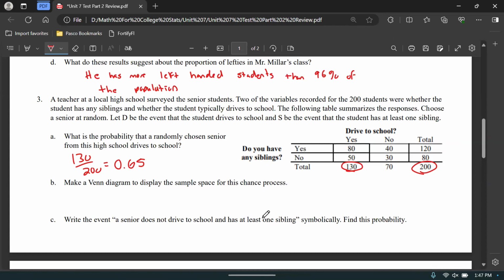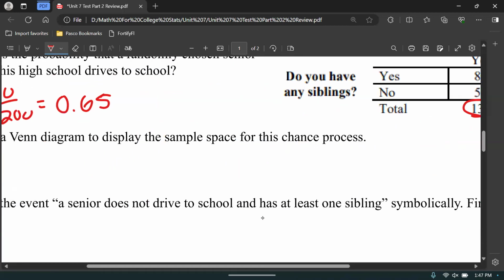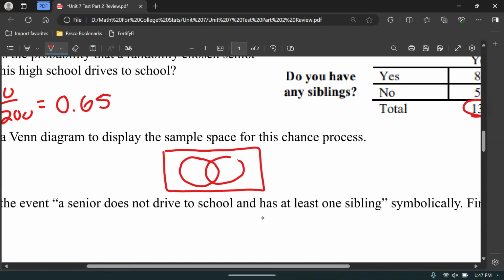Make a Venn diagram to display the sample space for this process. Okay, so Venn diagram. It's not going to be the biggest, but it'll work. Let me see if I can do this. I'm going to zoom in a little bit more so I can make better use of my space here. So we have driving and we have sibling.